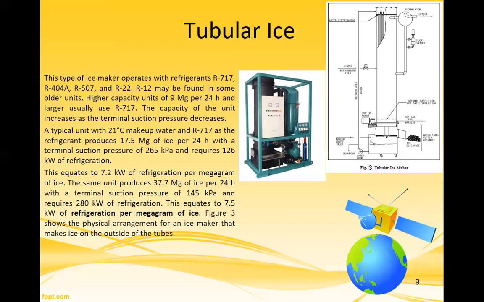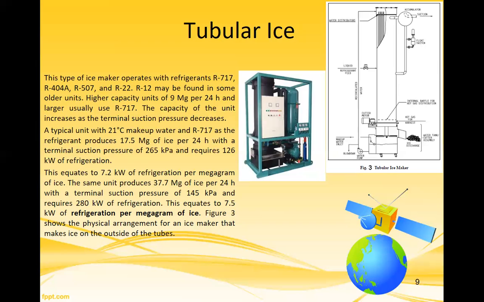So the same unit produces 37.7 megagrams of ice per 24 hours with a suction pressure of 145 kilopascal and requires 280 kilowatt of refrigeration. This equates to 10.5 kilowatt of refrigeration per megagram of ice.